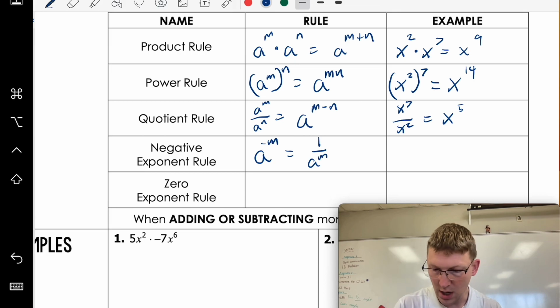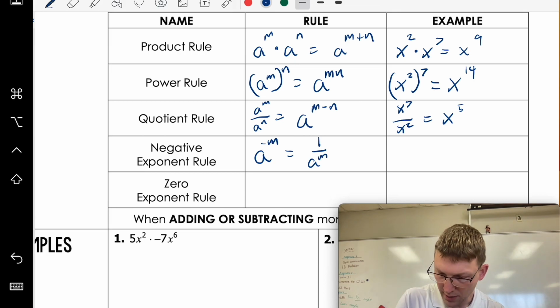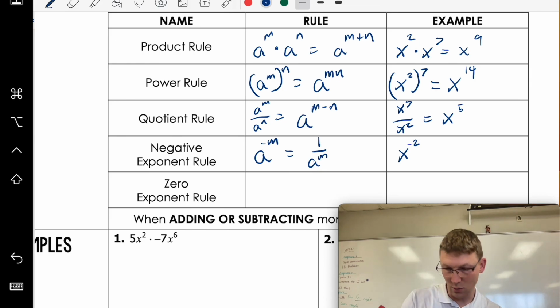Okay, so our example, we have x raised to the negative 2 power, or negative 2, whatever, is the same as 1 over x squared.